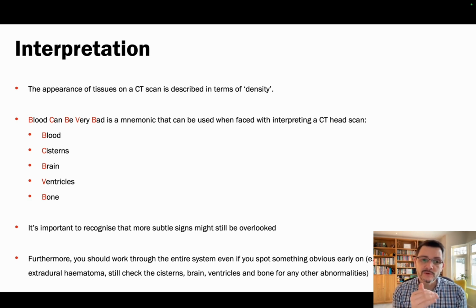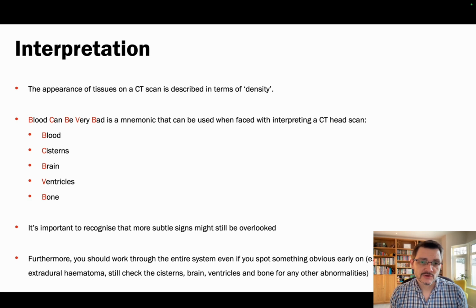So I would suggest using blood, cisterns, brain, ventricles, bone, and to remember that blood can be very bad, which is very true. So using that approach, you can look at all of these different findings, interpret them in a systematic way, and ensure that you reduce the risk of missing anything of key importance.